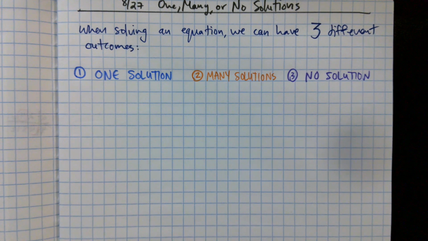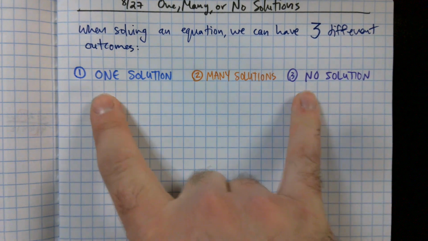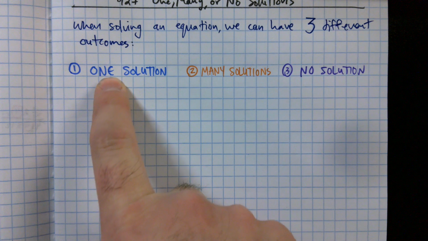Now, the last little piece is how many solutions do we actually have? There are three different outcomes we can come up with whenever we solve an equation, no matter what skills we're putting to use. Whether we're combining like terms, distributing, or fraction busting, when we get to the end, we have one of these three outcomes. The first outcome is one solution.